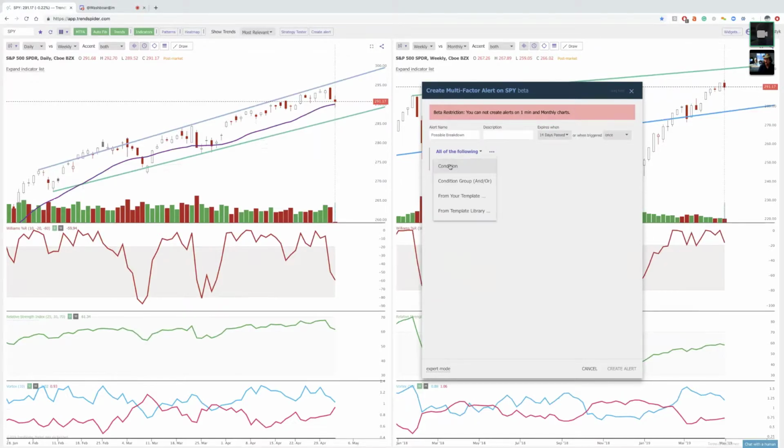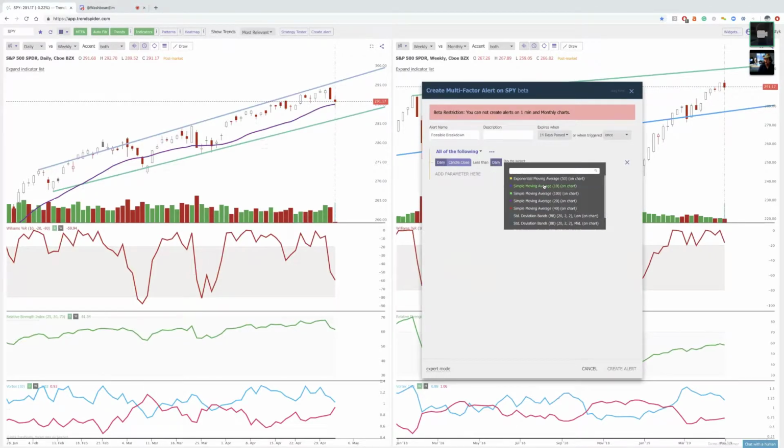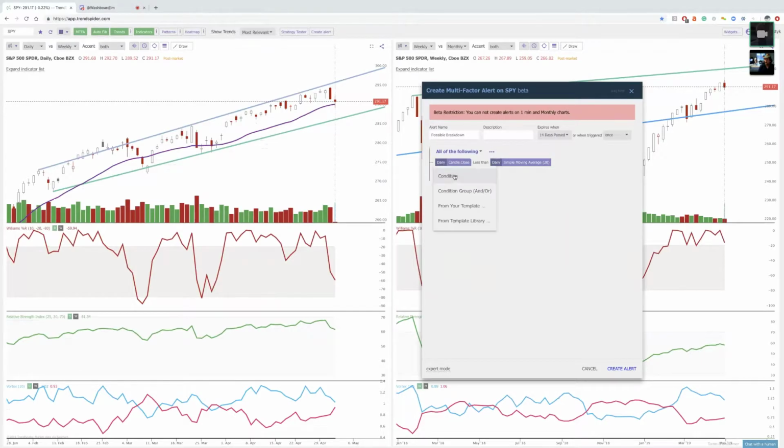So I go to condition, daily, candle, close is less than the indicator, in this case the daily SMA 20. On top of that, I also want to be alerted when the percent range is breaking down below -70. So I could do the condition daily indicator. You can type it in: Williams percent range 10 is less than the constant value of -70.